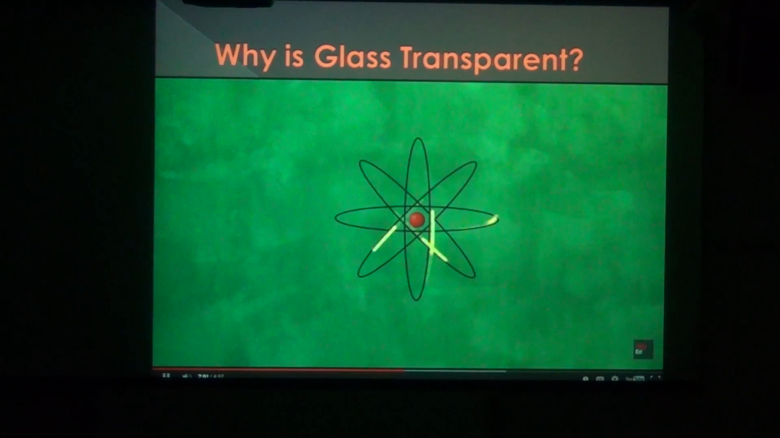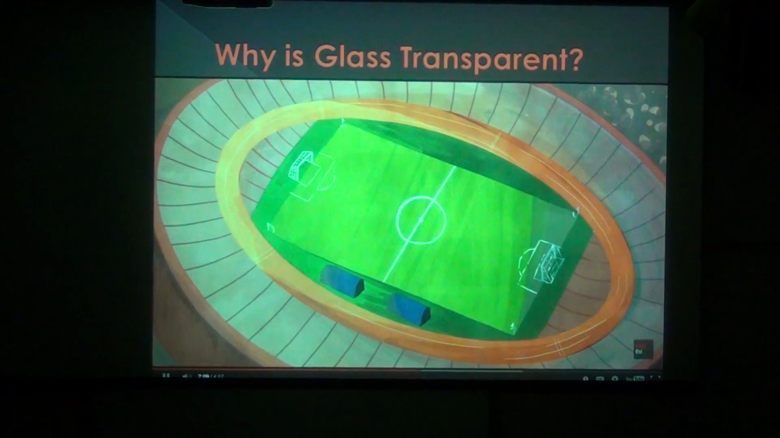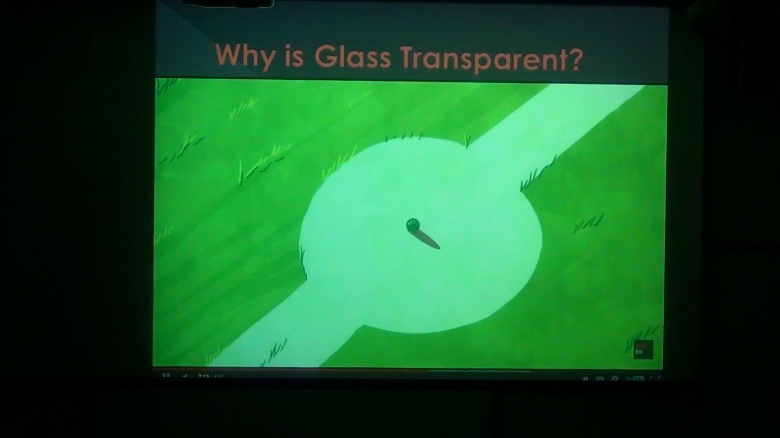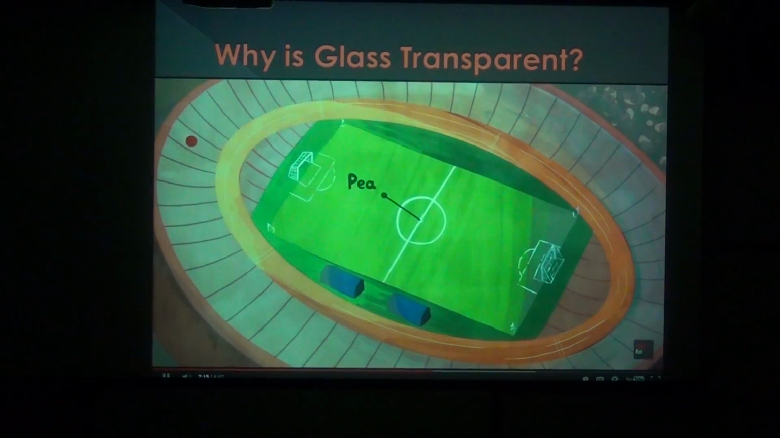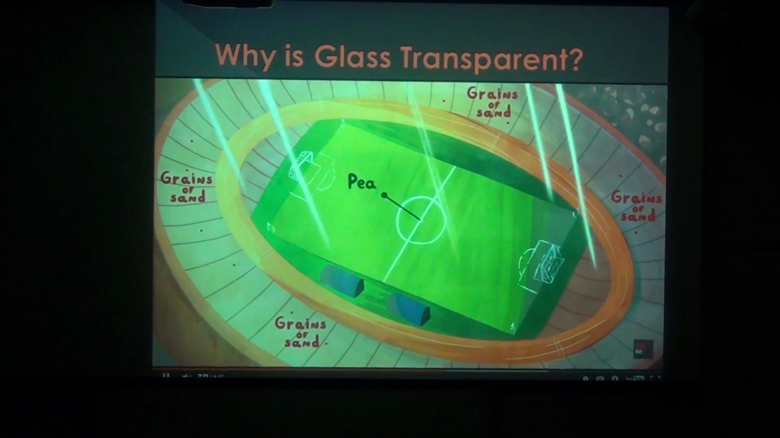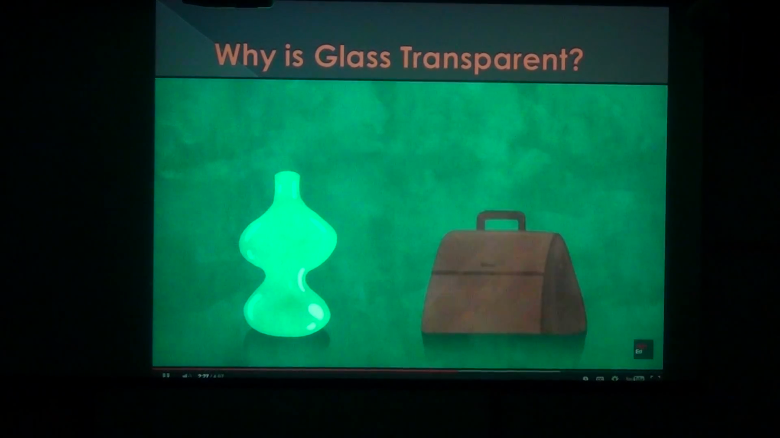You may know that an atom consists of a nucleus with electrons orbiting around it, but you may be surprised to know that it's mostly empty space. In fact, if an atom were the size of a sports stadium, the nucleus would be like a single pea in the center, while the electrons would be like grains of sand in the outer seats. That should leave plenty of space for light to pass through without hitting any of these particles. So the real question is not why is glass transparent, but why aren't all materials transparent?